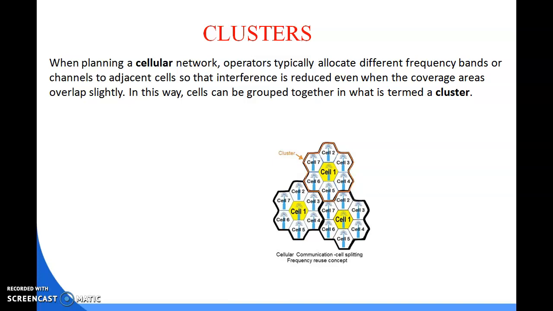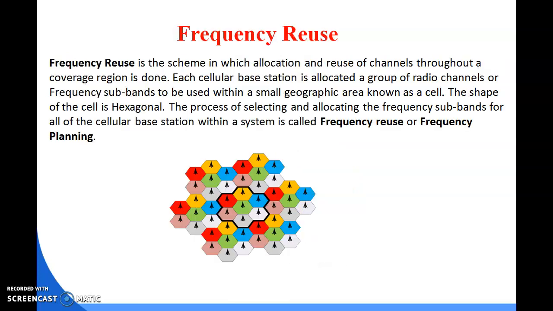Right now, there is another concept known as DCA, Dynamic Channel Allocation. So this is about the cluster. What is a cluster? A cluster is nothing but a combination of more than one cell. When formed, it is known as the clustering system. Clear? So next is frequency reuse.